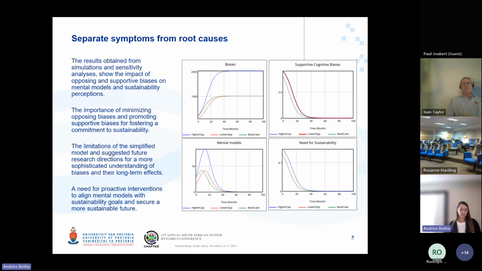So we just need to make sure that the relationship between the opposing and the supporting biases is correct. The second graph, just looking at the supporting cognitive biases: the two variables that we changed are the capacity and the opposing biases, so that's why they all lie so close together.